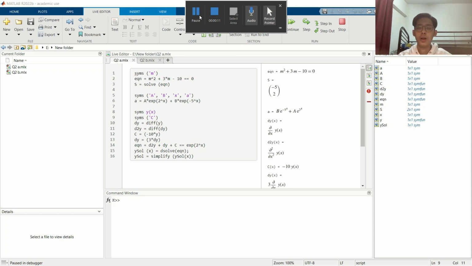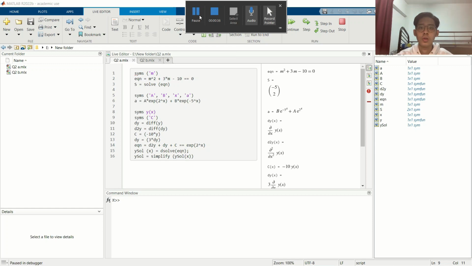So today I will explain about question 2, the ODE project assignment, which I am using MATLAB for. For the equation, first, as you can see, I'm using the command syms m to make the equation m^2 + 3m - 10 = 0.